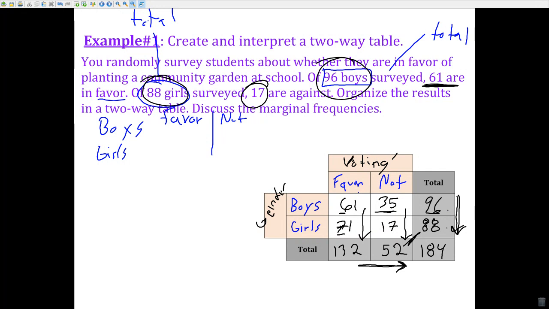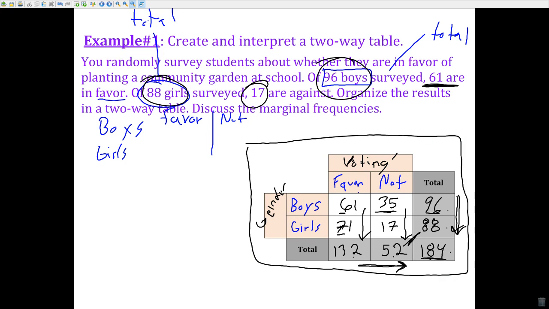96 plus 88 is 184, and 132 plus 52 is also 184. So either way you slice it, you can do the same thing. Great. We have a nice chart here, and we can use this information to help us with pinpointing different situations, like how many boys were in favor of planting the community garden in school. Oh, 61 boys were in favor.